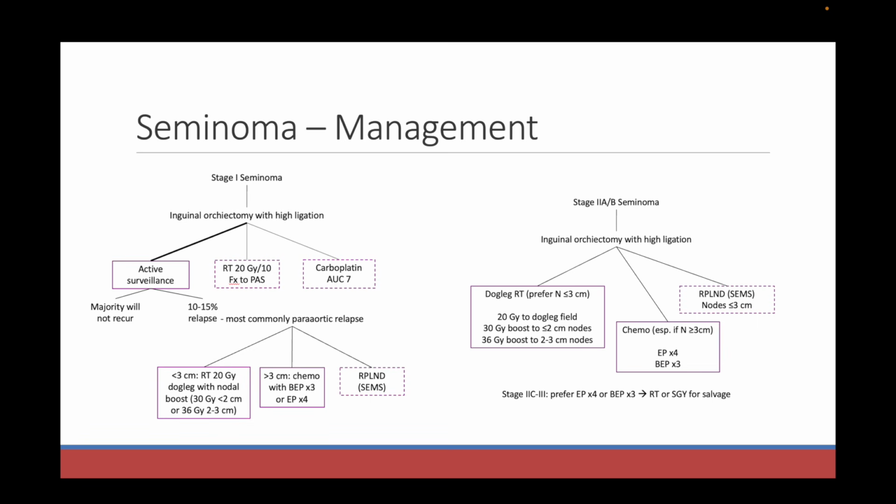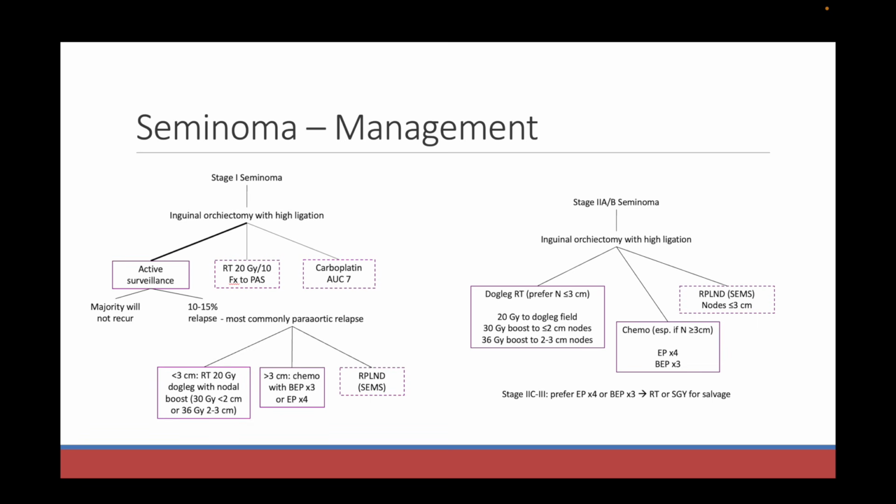The dose is AUC 7. So remember, for lung cancer, for esophageal cancer, when we do concurrent weekly carboplatin, the dose was AUC 2. For seminoma, if you're doing chemotherapy, you give a single dose of carboplatin, AUC 7.